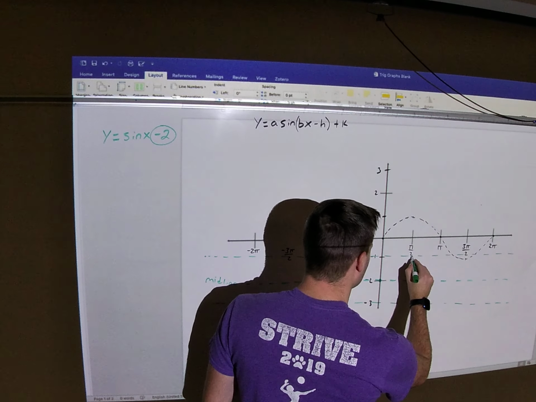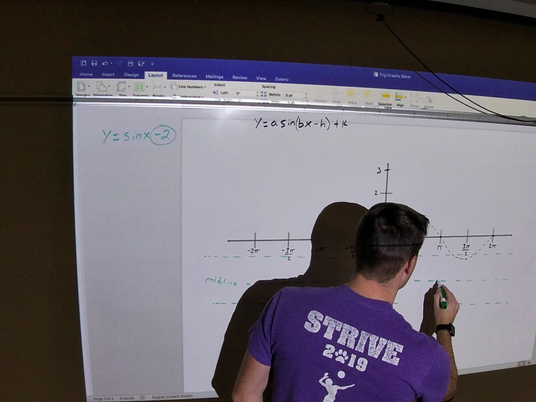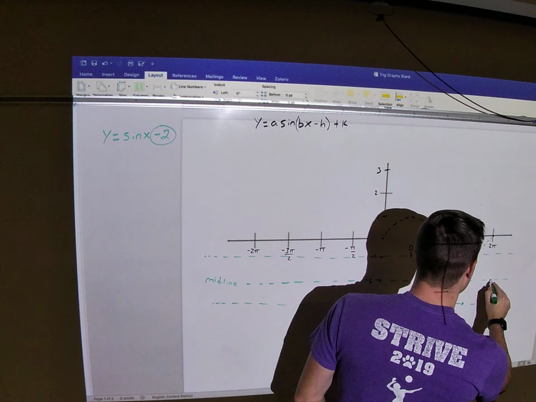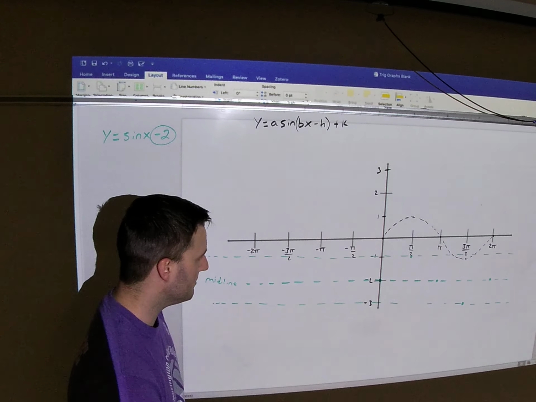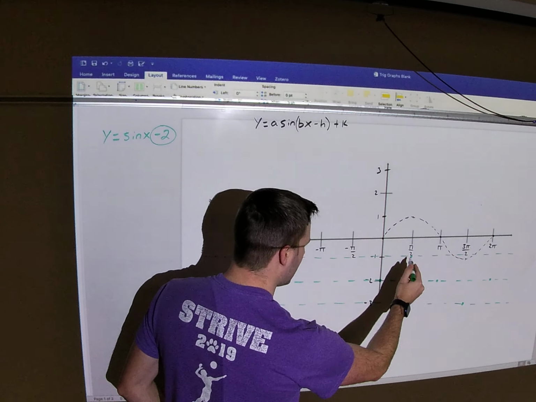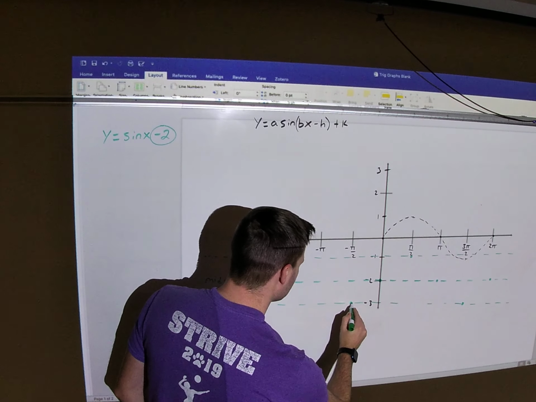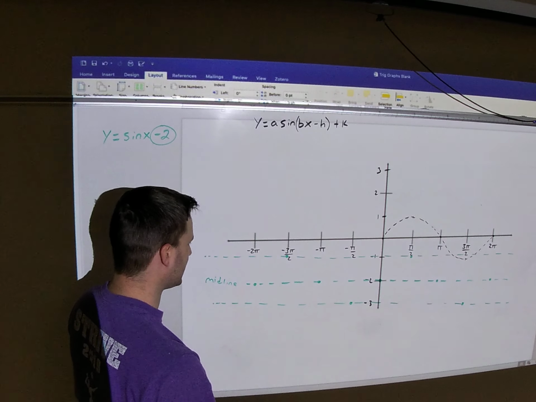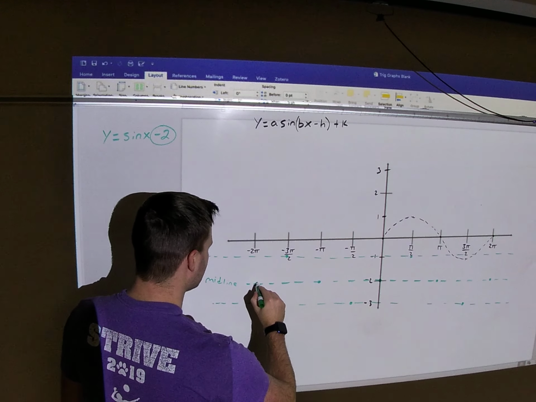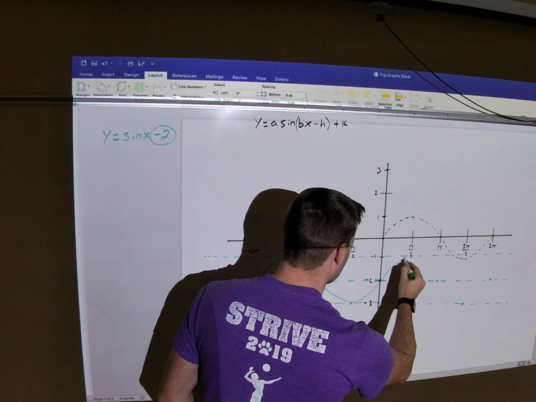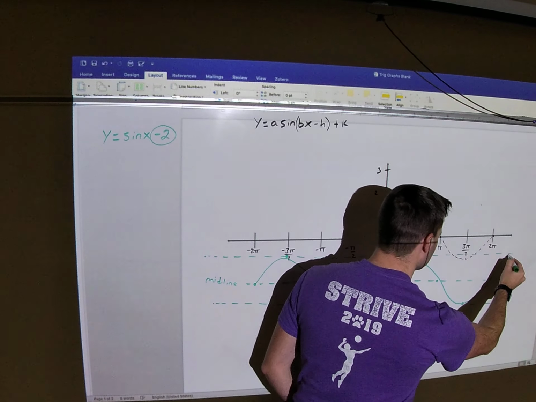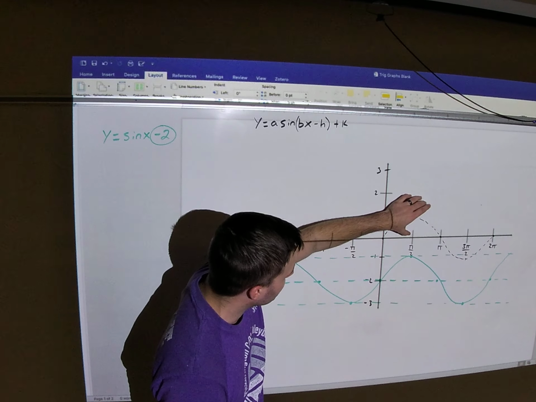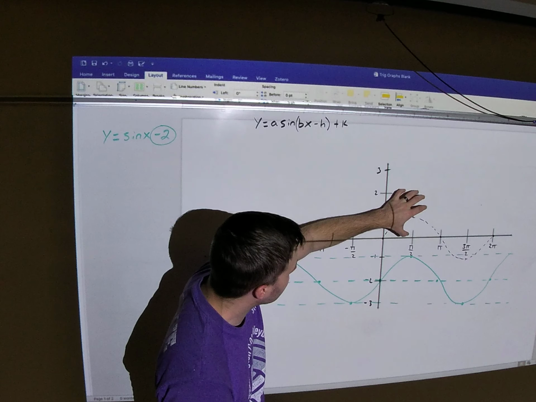Our next tick mark, we're going to go to the maximum, and then back to midline, and then down to our minimum, and back up to our midline. If we continued this pattern, so max, mid, min, back to midline, back to maximum, finally back down to our midline. Here is what this sine function would look like. And we keep going.